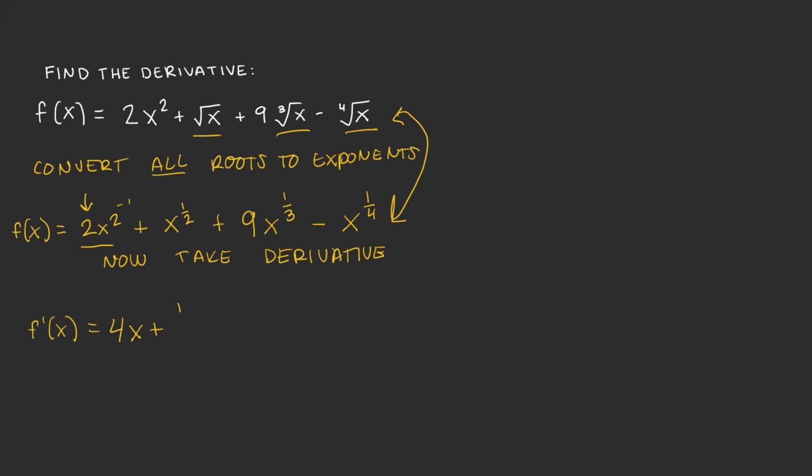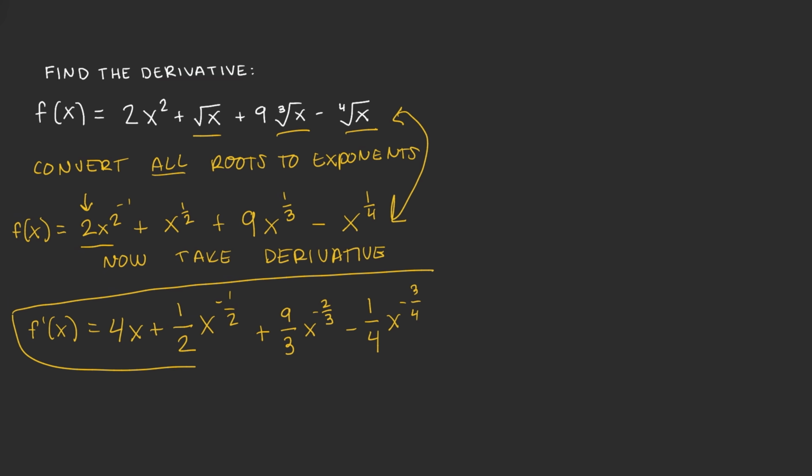For the next term, we bring down the 1/2. We keep the x, but we take 1 minus 1/2, which would give us negative 1/2, plus we bring the 1/3 down, which would leave us with 9/3 x, minus 1 would give us negative 2/3, minus 1, we bring the 1/4 down, 1/4 x, minus 3/4. And this would be our final answer.